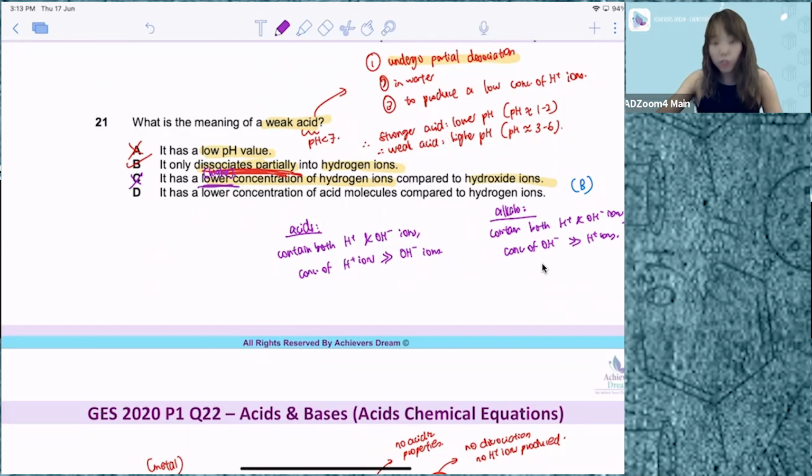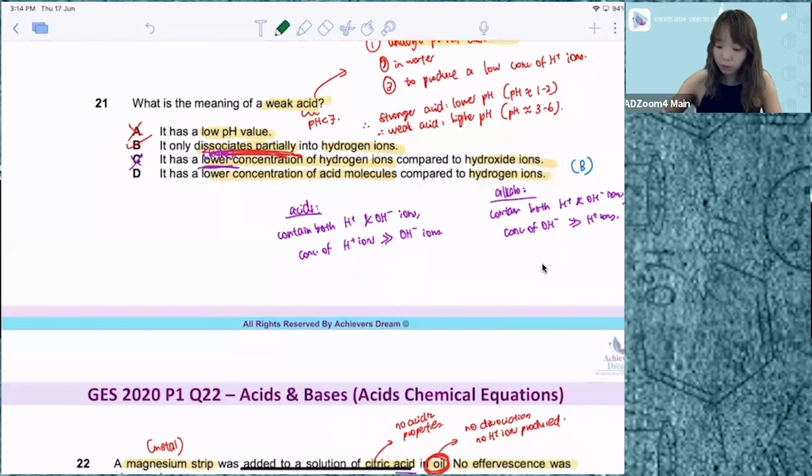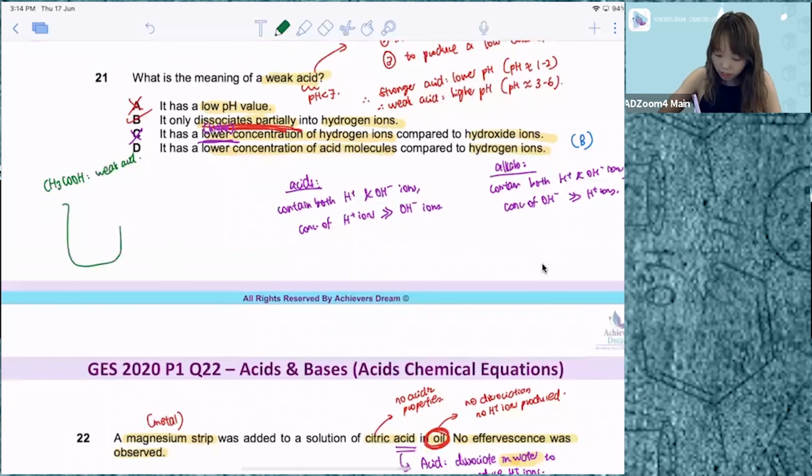Okay, for option D, it has a lower concentration of acid molecules compared to hydrogen ions. So I'm going to use a diagram to illustrate this one. I'm going to use ethanoic acid as my example of your weak acid. What does partial dissociation mean? Let's say you have a beaker, and you have your ethanoic acid molecules. So partial dissociation means not all the molecules will dissociate to give you H+. So there'll be some that remain in the molecule form and there'll be some that dissociate.